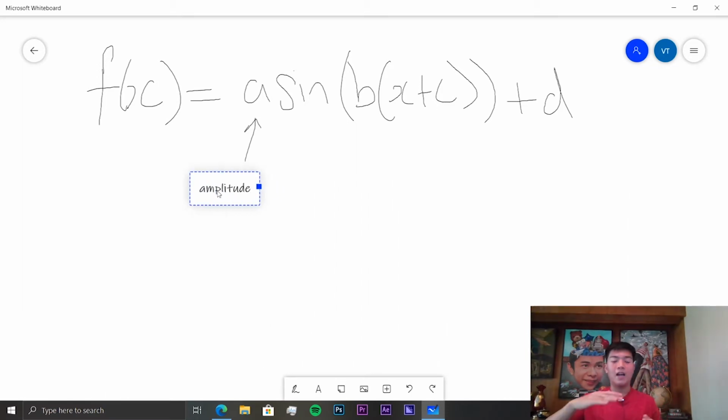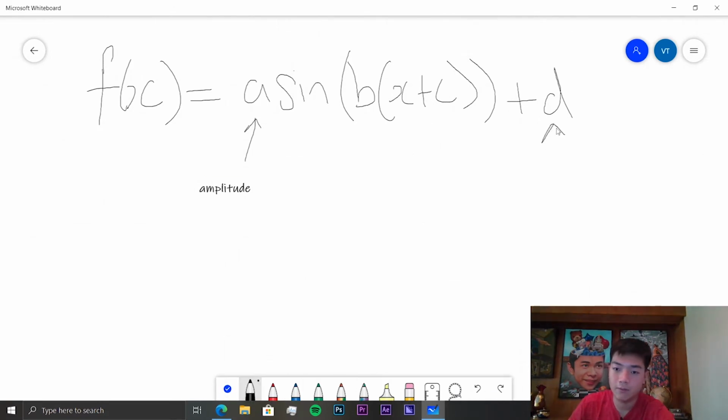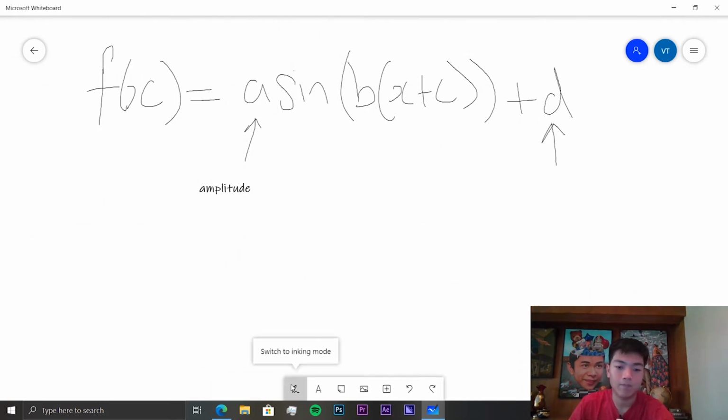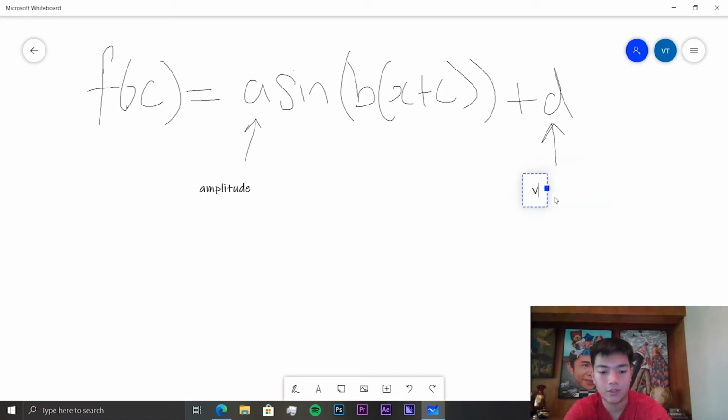It's more or less half of the range of values, or the half of the maximum minus the minimum value. Next, we have the vertical shift d, which is the average value. It's like when this entire function equals 0, what will the function be? And so this is the vertical shift. So we can find this by just averaging the maximum and minimum value.